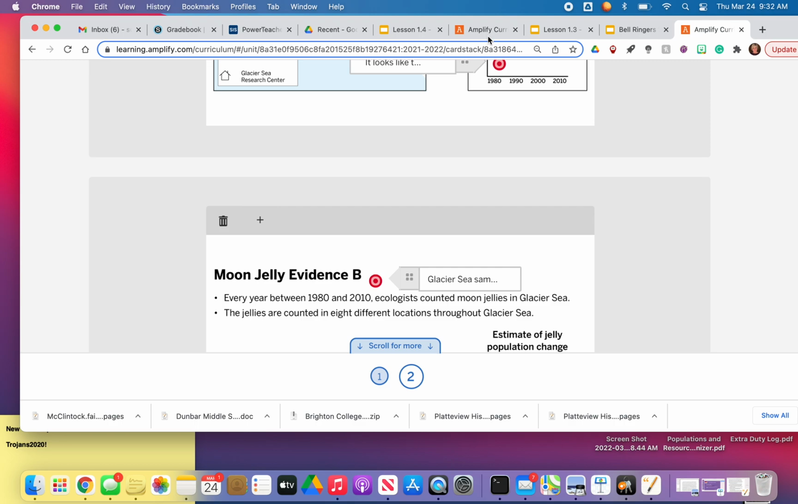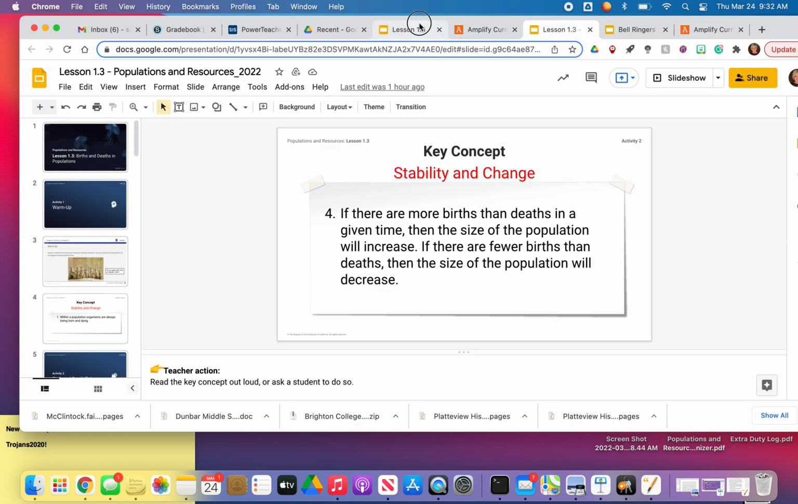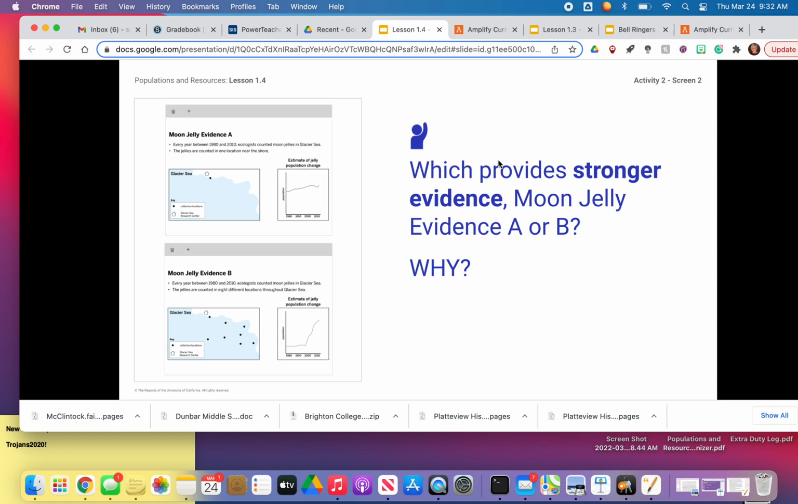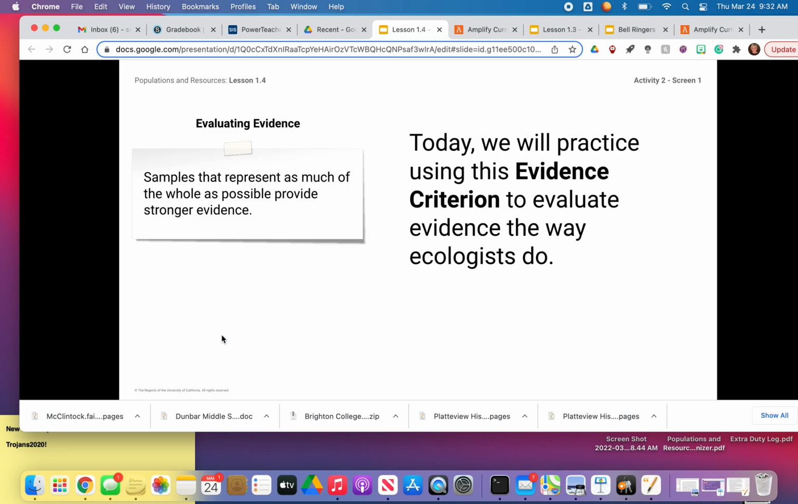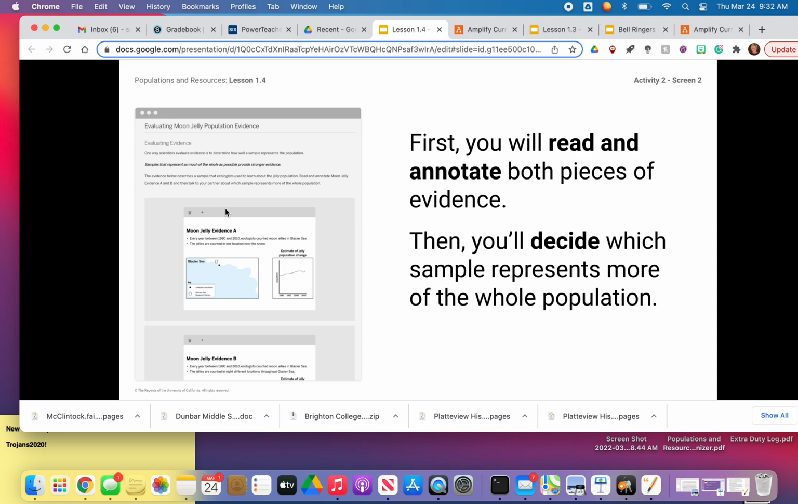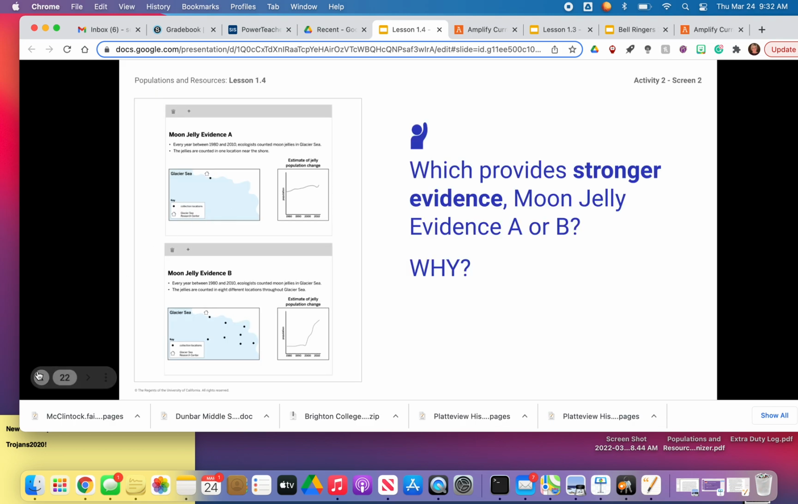So let me come back here. Continue on. So which provides stronger evidence? Moon Jelly Evidence Card A or B? I'm hoping immediately you say, obviously it's Evidence Card B, but why? Well, it's because we've got more samples that we're looking at. And remember, I'm going to come back a couple slides to our evidence criterion. Samples that represent as much of the whole as possible provide stronger evidence. Quite frankly, what we're saying is we've sampled more.